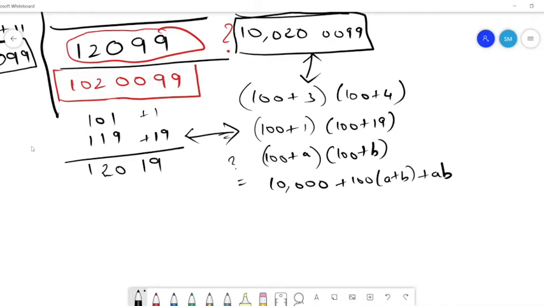So is it clear how? Here there is 10,000 and here there is 100 times (A plus B), but we are just adding this. Is it directly linked? Of course, this is leading to that. But is this connection visible?